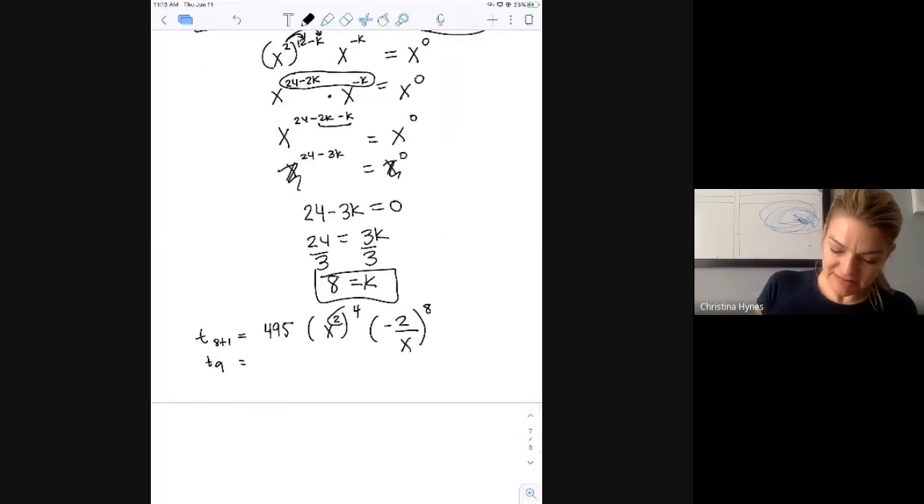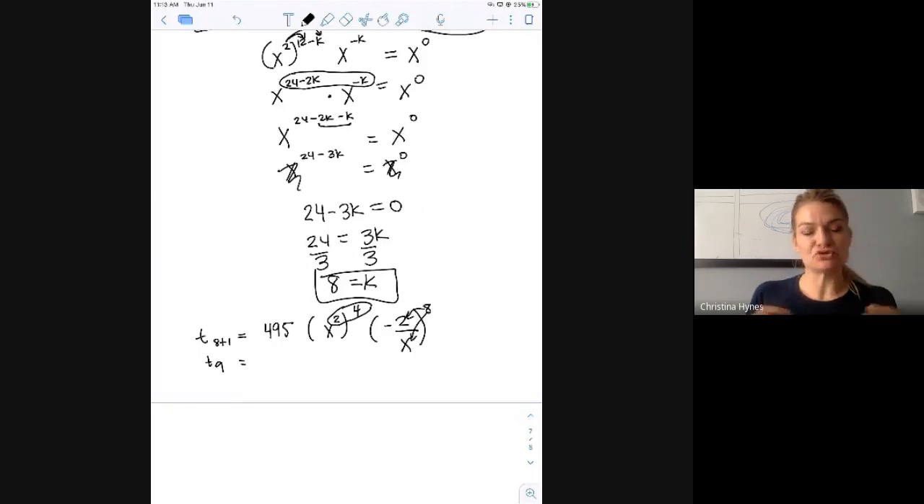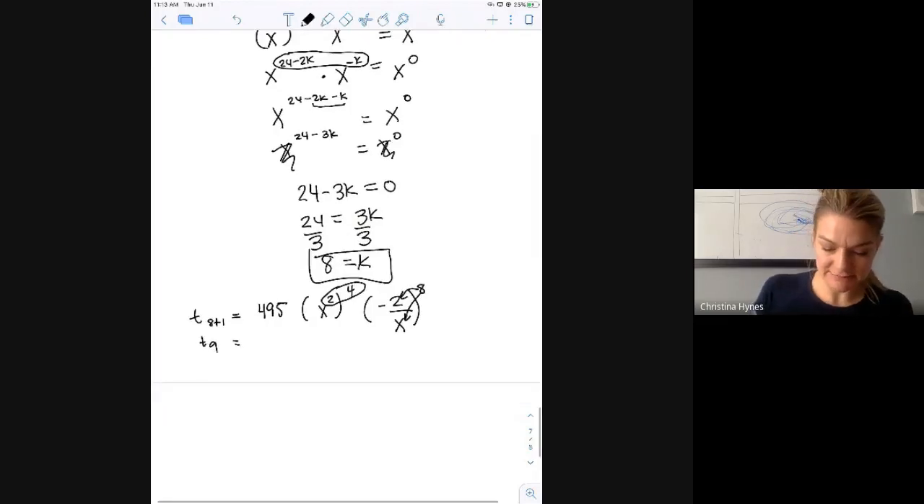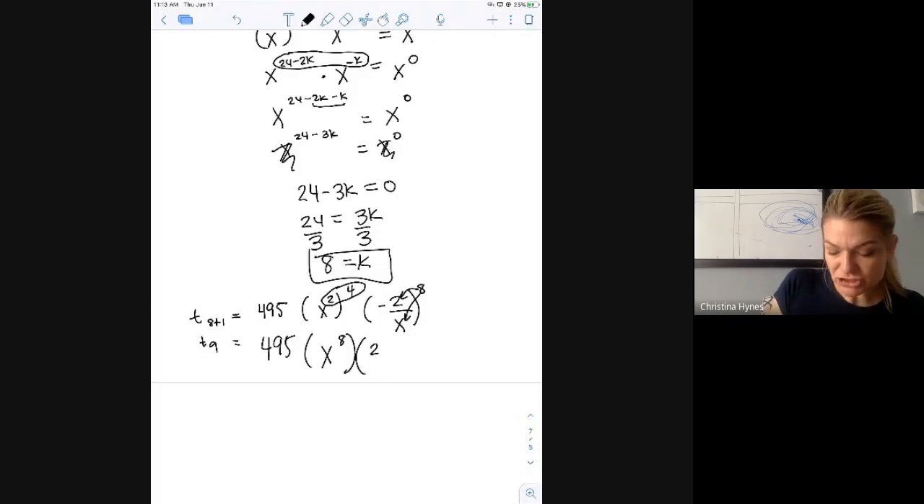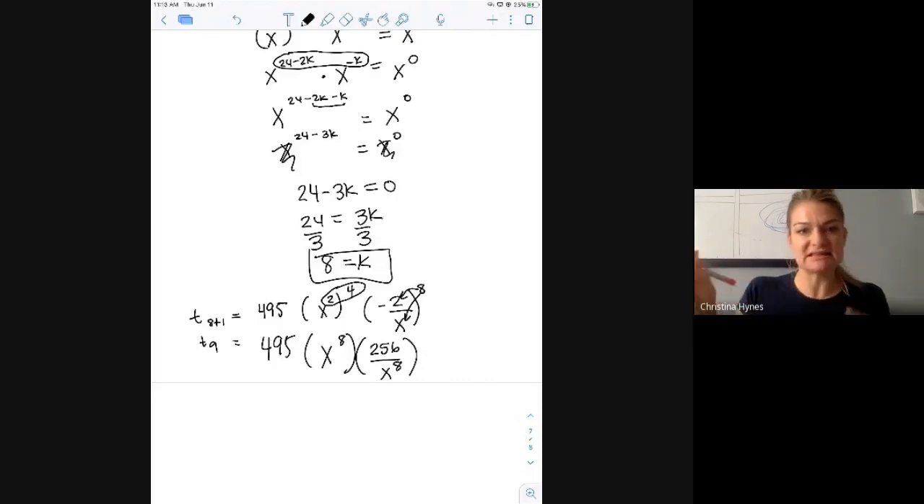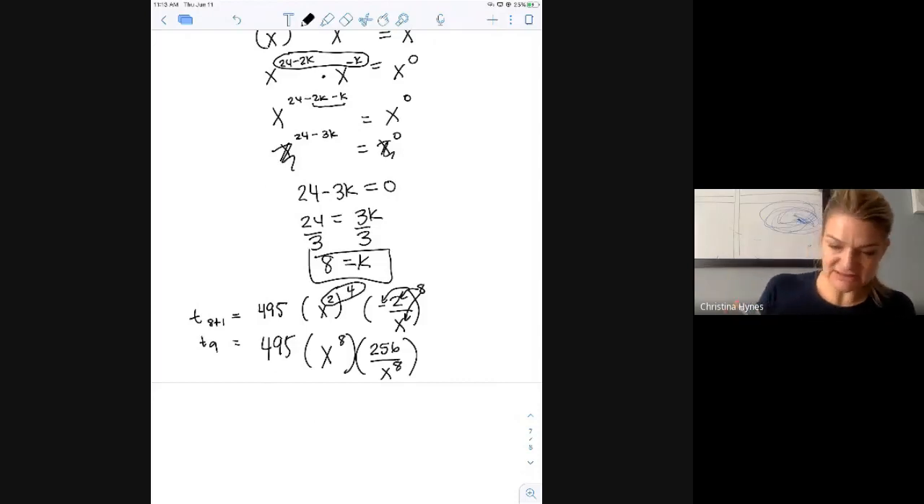So all I need to do is put these guys together and then distribute the 8 into the brackets. And then what I'm going to do is join all the coefficients together at the very end. So far I have 495. I have now x to the power of 8. And then negative 2 in your calculator to the power of 8 is going to become a positive number, because negatives to the power of 8 will become 256 over x to the power of 8. So I can distribute that 8 to the top, and that includes the sign. So keep that in mind. So it goes to the negative, the 2, and the 8. And so this is what I have now.